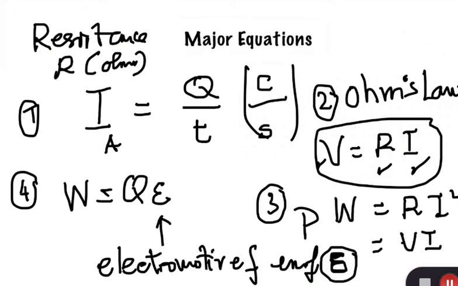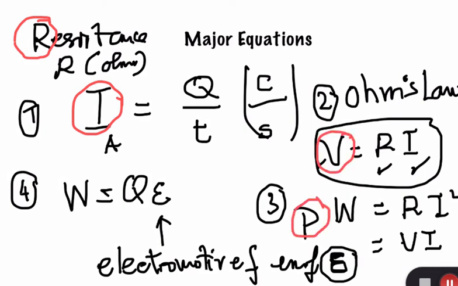That's the main important part. You're going to see this in detail. R, I, P, V, and T, Q. All of these. So R is resistance, I is electric current, Q is charge, T is time, V is difference of potential, P is power.